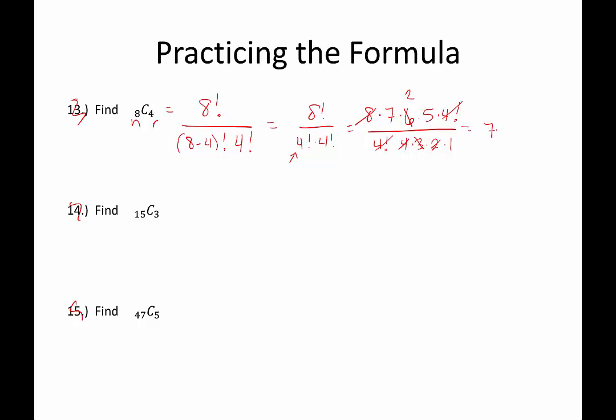So here I'm left with 7 times 2 times 5, which is 70. Very different than 8 permute 4, which was 8 times 7 times 6 times 5. So 8 choose 4 is 70.